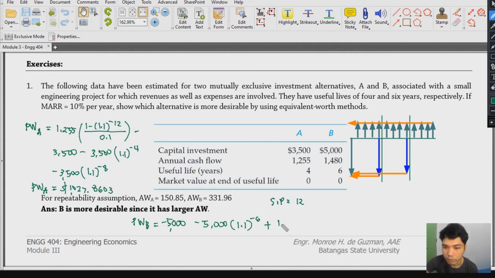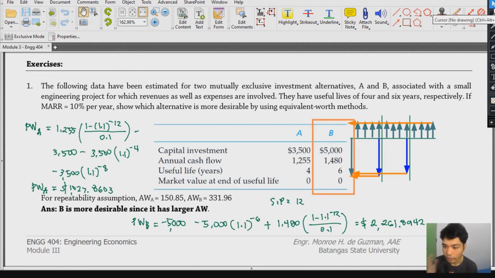So plus 1,480 times 1 minus 1.1 raised to negative 12 and then divided by 0.1. So kailangan parehas lang din sila ng study period. And this gives you a value of 2,261.8942. So therefore, using the repeatability assumption of the present worth, therefore B is still the better option.